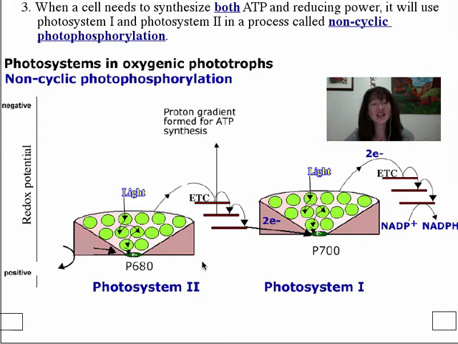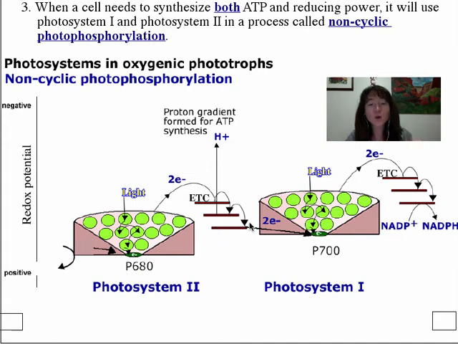Light hits, antenna complex, excitons, reaction center chlorophyll, excitement, ETC, and here's where the ATP comes in. The ETC of Photosystem 2 is going to pump protons to make ATP. So we recognize that it's playing that role in adding that other product.